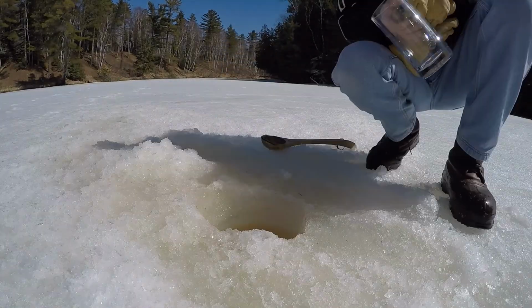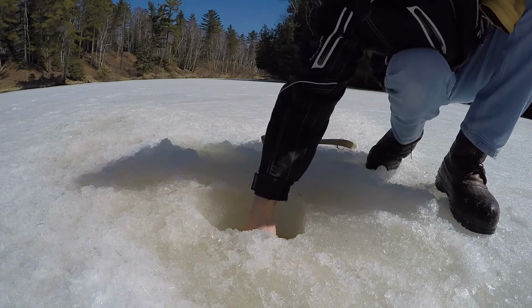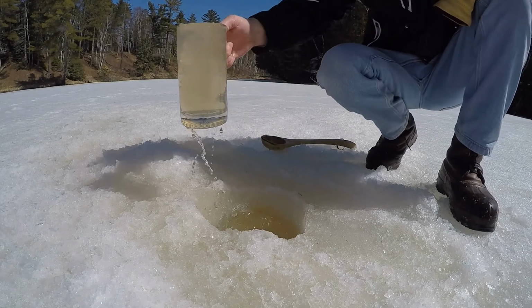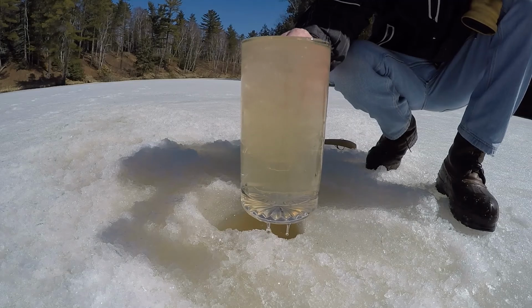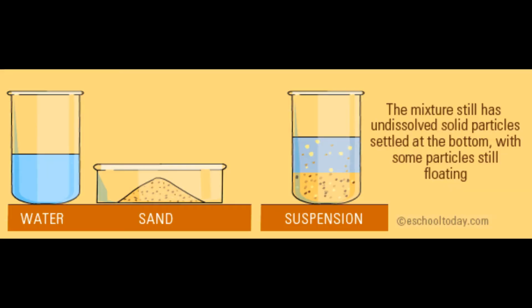It looks brown and cloudy, doesn't it? If the brown stuff in the water were all to precipitate or fall out of the water and to the bottom of the glass, this mixture would be called a suspension. Suspension means that whatever is in the water is only temporarily there and will settle out on its own over time.